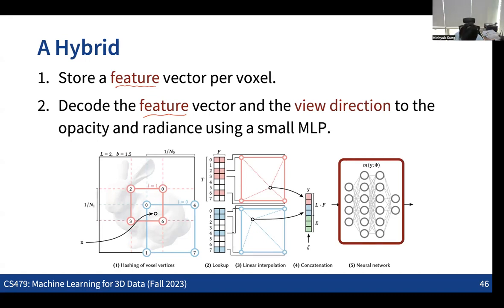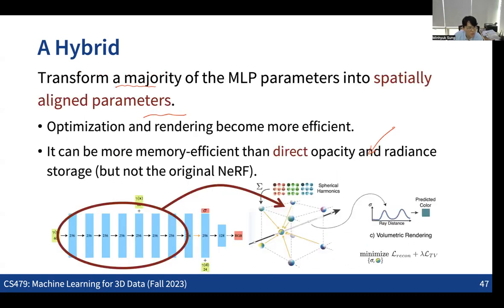But the thing is that now we can make this MLP much smaller because we are spreading the feature vectors over the entire space. So the idea is that in the NeRF case, we had a single MLP network that encodes the entire 3D scene information. And now we are taking out most of the parameters of the neural net, and replacing most of it with feature vectors for each of the voxels.